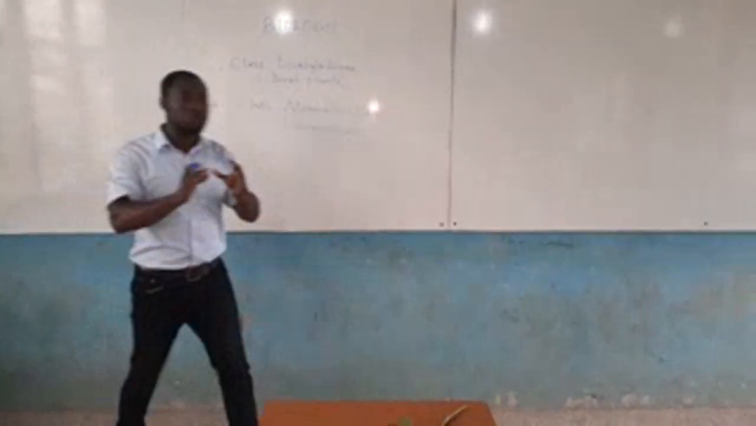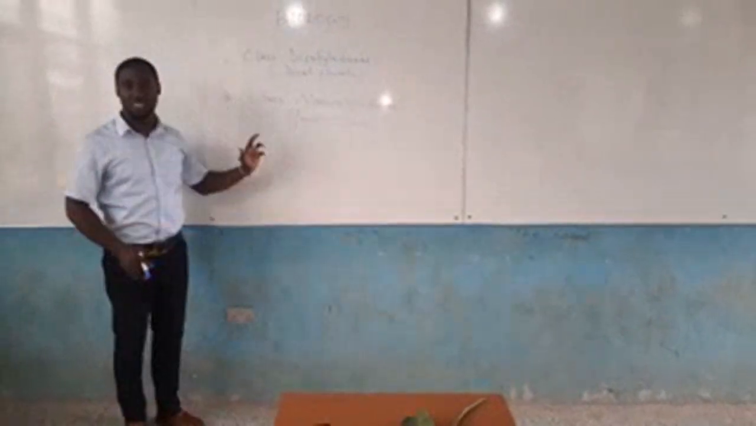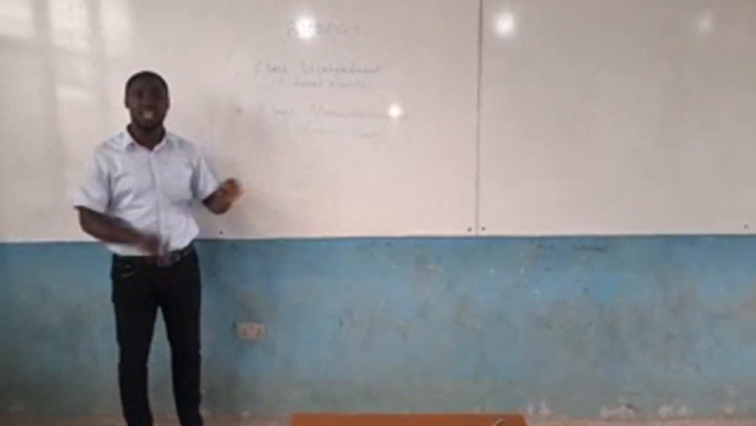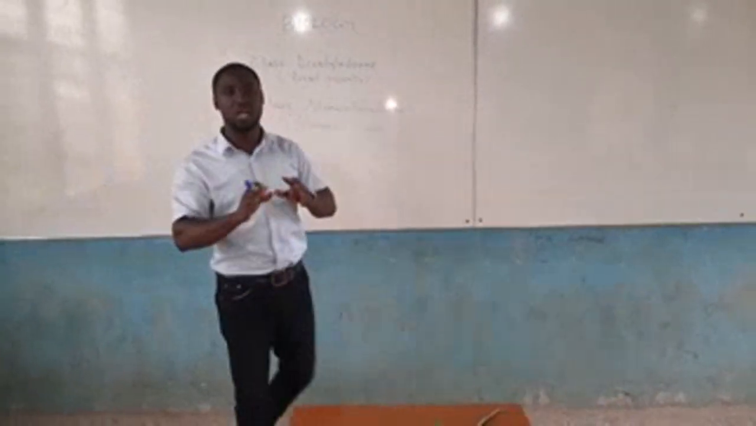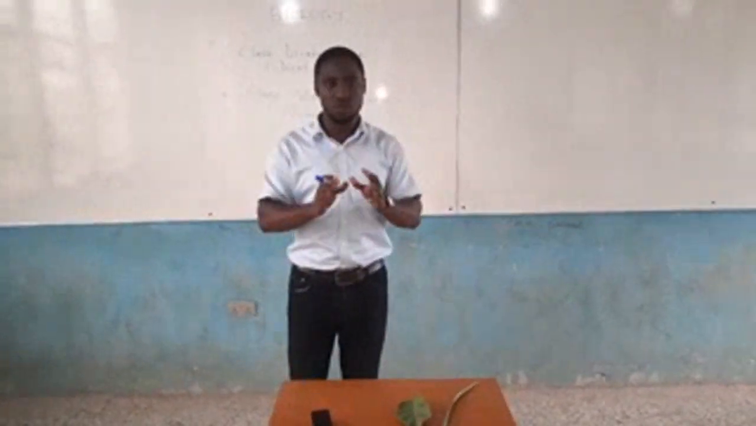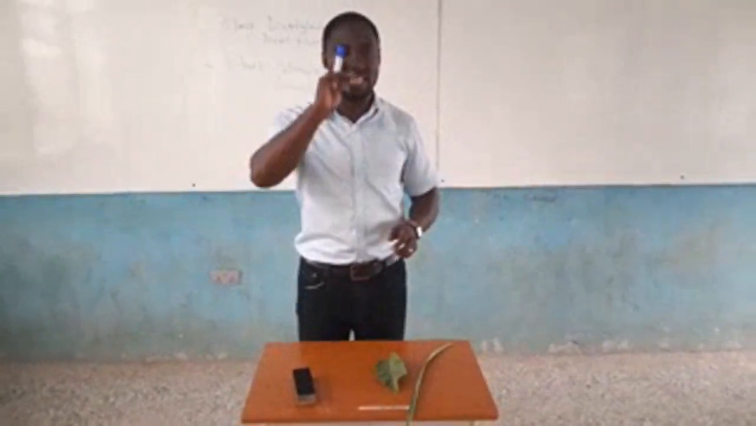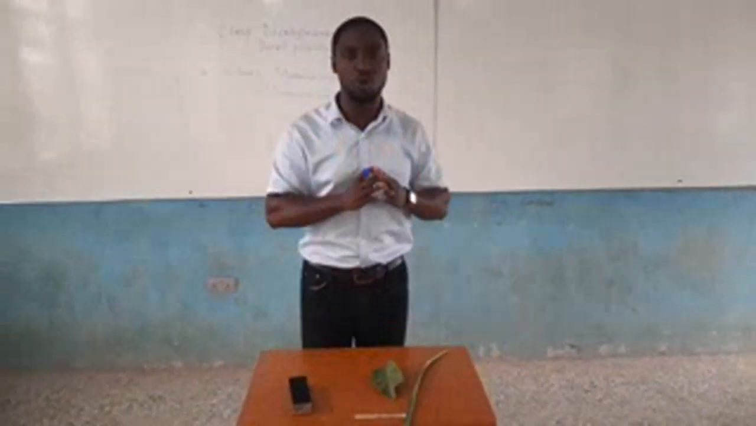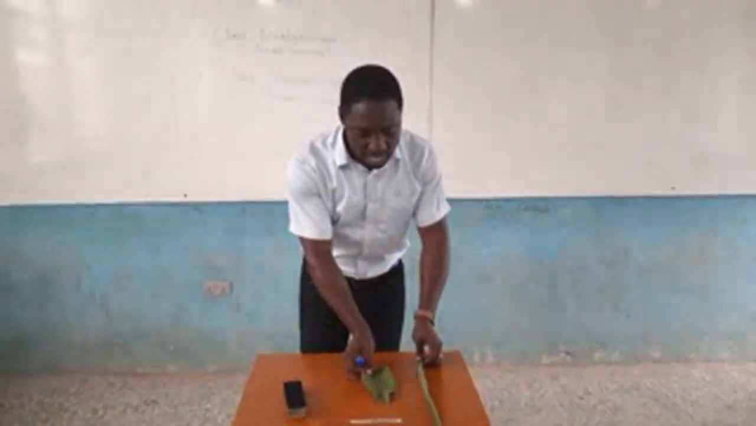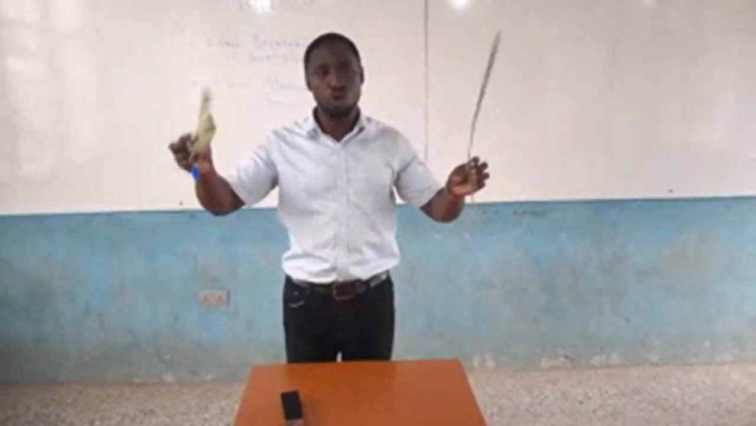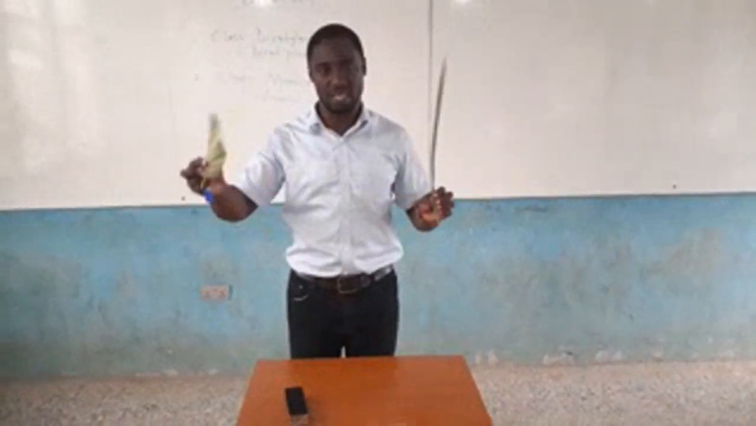Now, if you take these two classes of plants in division Angiospermophyta, that's the flowering plants, there are so many ways in which you can identify them. This morning, we are going to use just one structure or organ in the plant to identify these two classes of plants. So I have with me here two different leaves plucked from two different classes of plants.